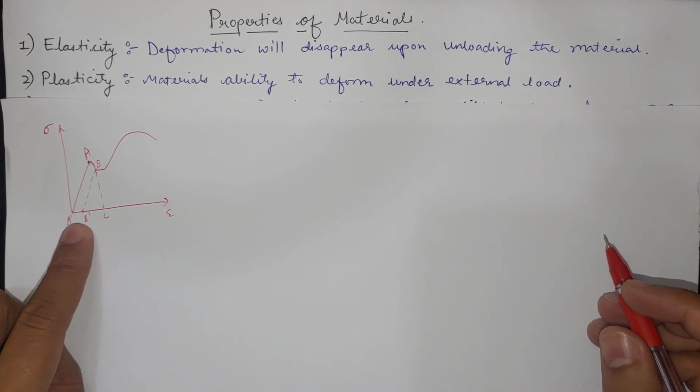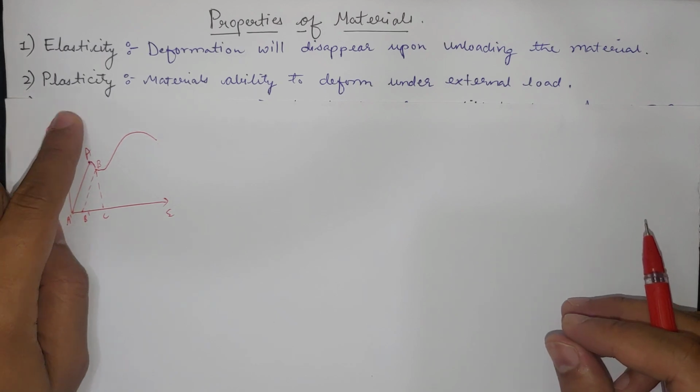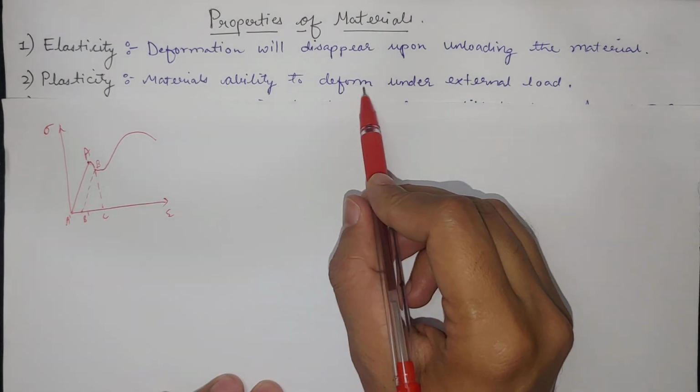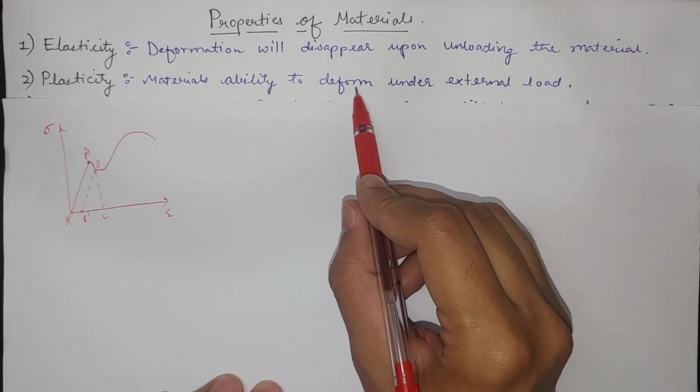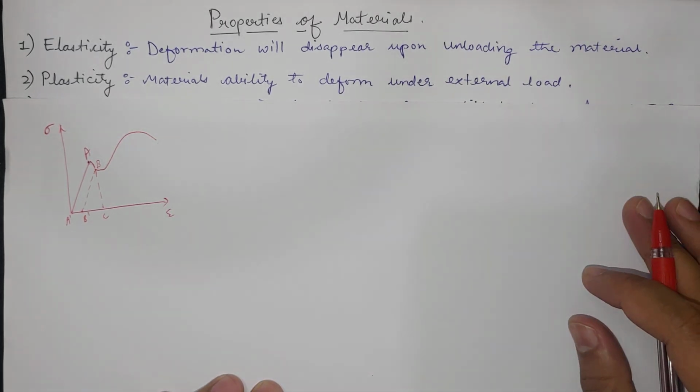So it's a plastic strain, but the property due to which this plastic phenomenon happens is called plasticity. It is a material's ability to deform under external load. So the deformation here, which is a permanent deformation, is due to the plasticity of the material.